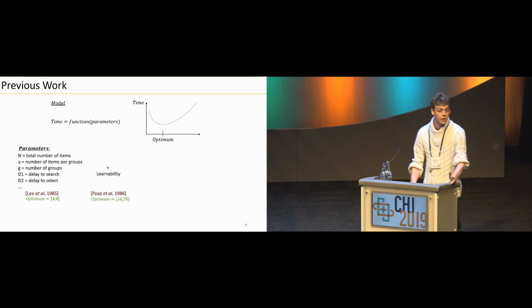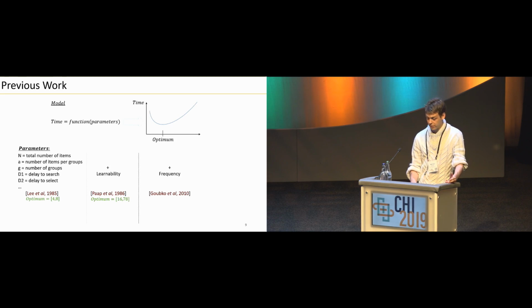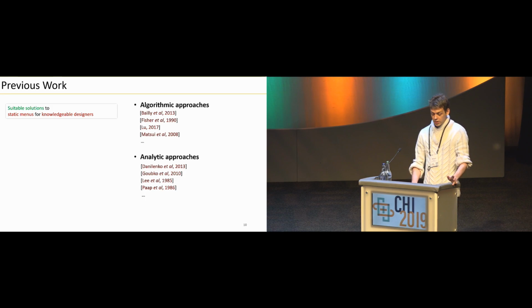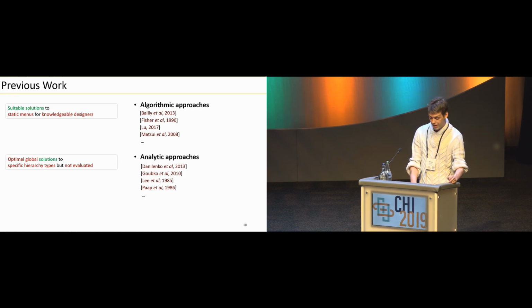And by including the learnability as a factor, the best solution was found to be between 16 and 78 items per group. And by including the item selection frequency as a factor, previous work extended the result from completely balanced hierarchies to homogeneous hierarchies. So previous analytic approaches allow to find the optimal global solution, but for specific hierarchy types, and they have not been evaluated.